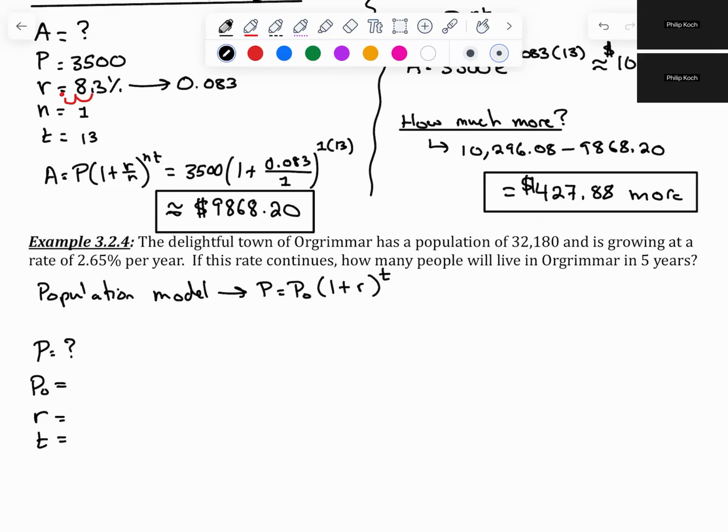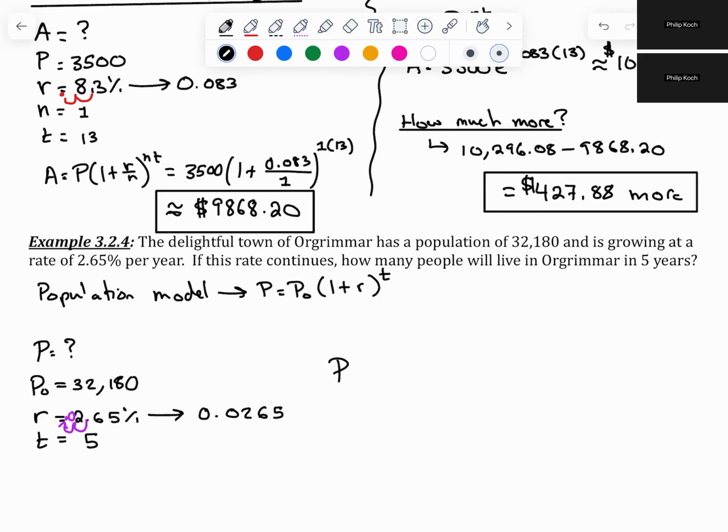P sub 0, that's going to be the initial population from our model, which would be 32,180. R is 2.65%, which converts to 0.0265 because we move it 2 decimal places over. And then T, it's asking after 5 years, so T is equal to 5. Any questions so far? And once again, it's going to be a straight plug and chug.